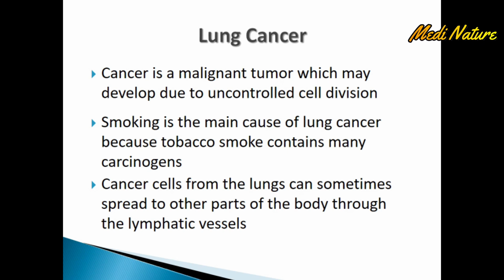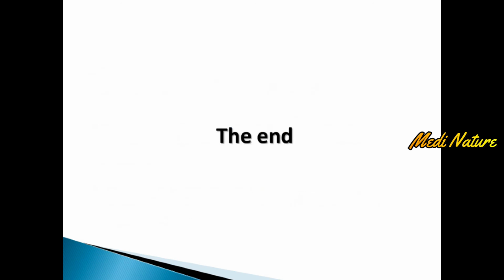Lung cancer is a malignant tumor which may develop due to uncontrolled cell division. Smoking is the main cause of lung cancer because tobacco smoke contains many carcinogens. Cancer cells from the lungs can sometimes spread to other parts of the body through the lymphatic vessels. So this is the end of the lecture series on the respiratory system.